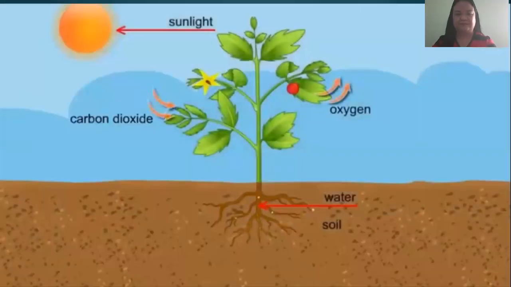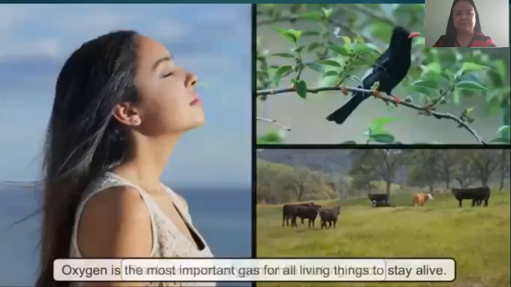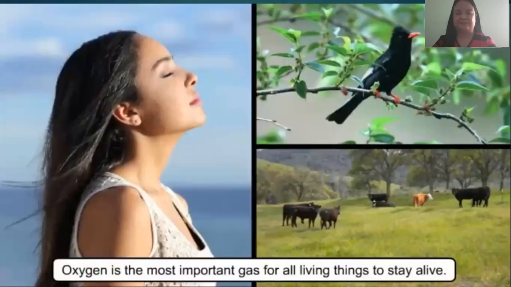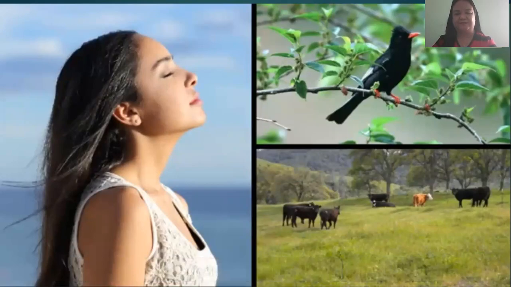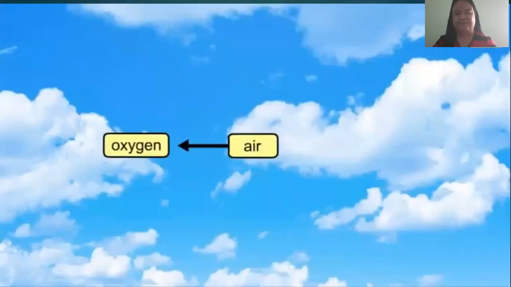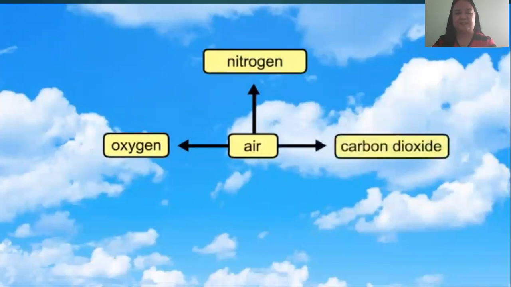One of the reasons why plants are so important to us is because they produce oxygen while making food. Oxygen is the most important gas for all living things as it is needed to stay alive. It also keeps the air fresh. Along with oxygen, air also contains other gases like nitrogen and carbon dioxide.